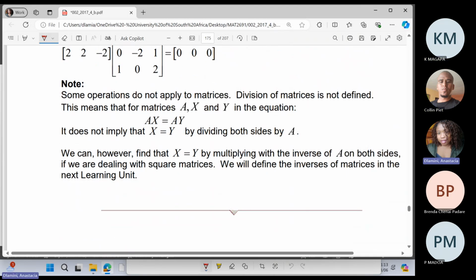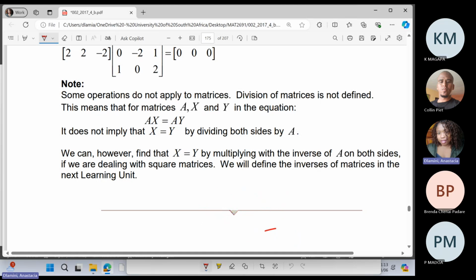Thank you. They say some operations do not apply to matrices. Division of matrices is not defined. This means that if you have matrices A, X, and Y in the equation AX = AY, you cannot go and divide. Remember when you have 2x equals 2y, you were dividing by 2 and then you have x equals y. Do you remember that? Now they're saying that doesn't apply to matrices. If you do that, you're not doing mathematics. So how do we fix such problems?